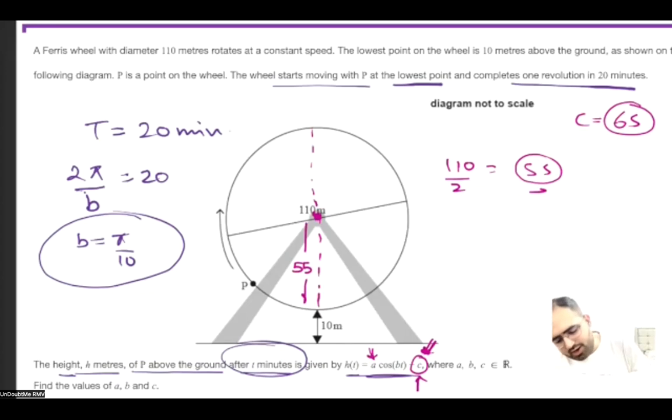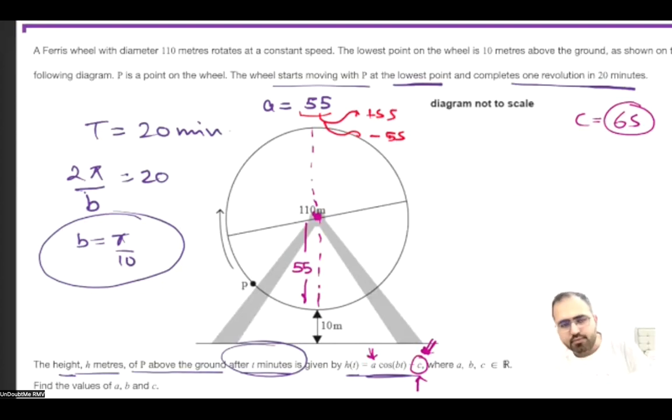Okay, I'll just write down the equation so that it will be easy. Just a few moments before, we discussed that the value of A is 55, and there was a discussion whether it should be plus 55 or minus 55. Okay, how do we decide that?